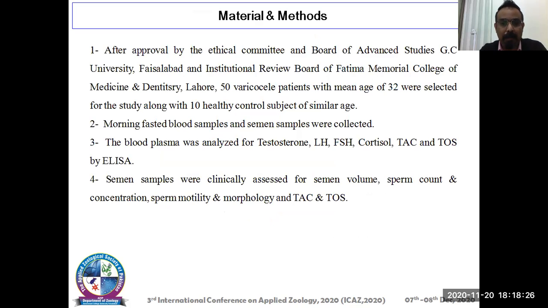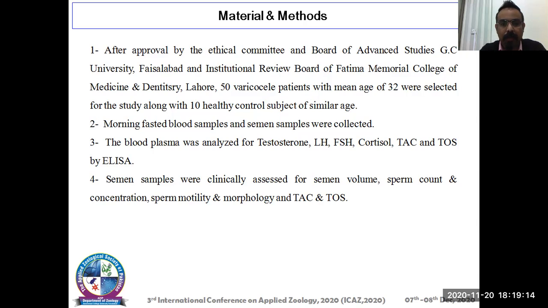Now, for materials and methods, after the ethical approval from different ethical committees and the Board of Advanced Studies of the Government College University Faisalabad, and from the Institutional Review Board of Fatima Memorial College of Medicine and Dentistry, Lahore, we included 50 varicocele patients with a mean age of 32, and along with these 50 patients, we also included 10 healthy subjects which were fertile.